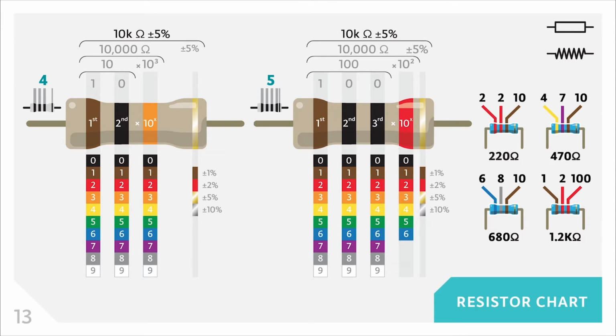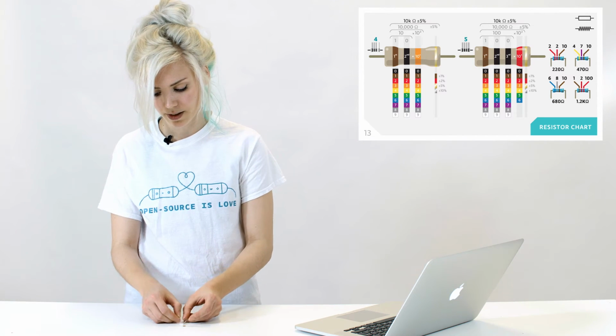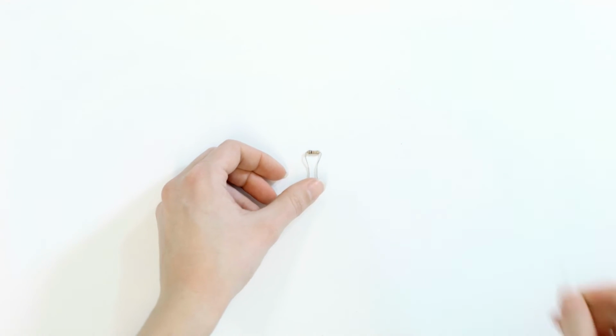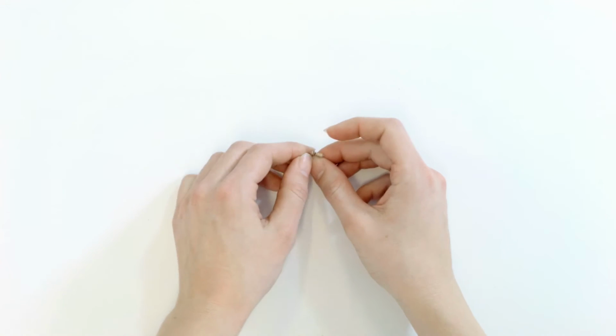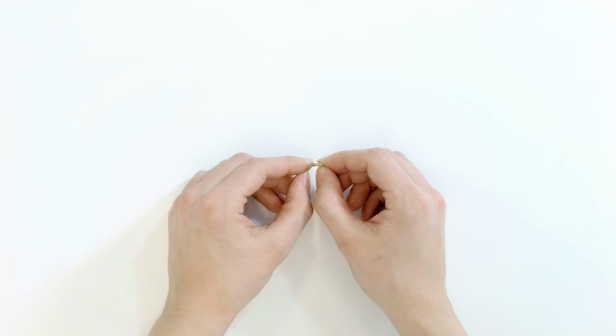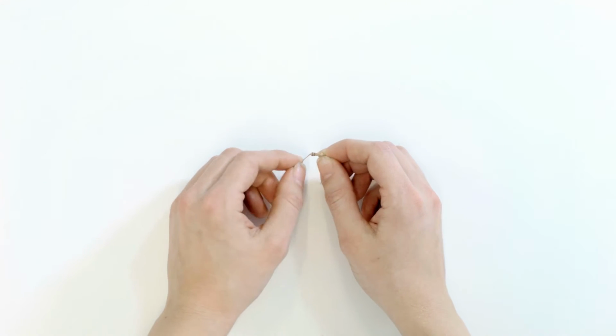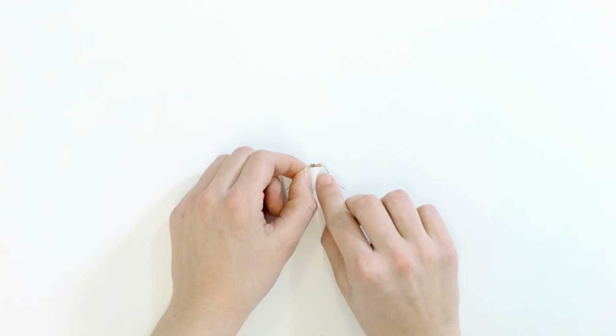Different resistors have different resistor values, and we can easily calculate what value our resistor has based on the colored stripes on its body. So let's take this resistor as an example. If we look at this resistor, we see that it has one brown stripe, one black stripe, and one orange stripe. And then it has a golden stripe on the far right edge.